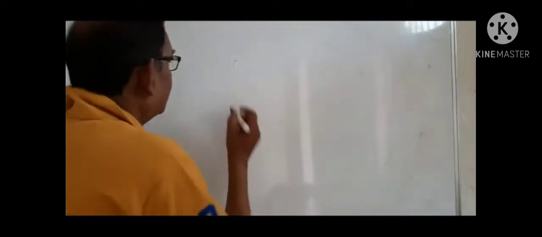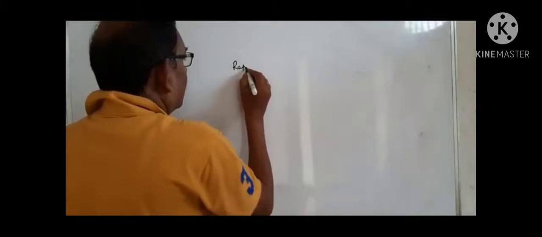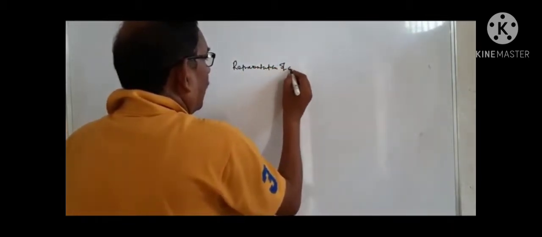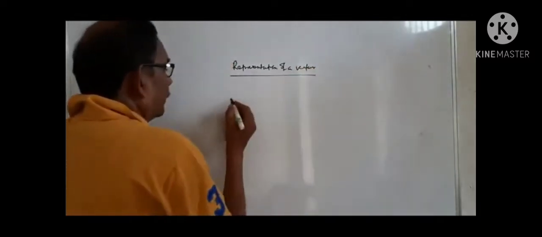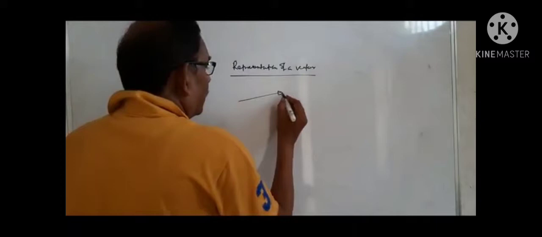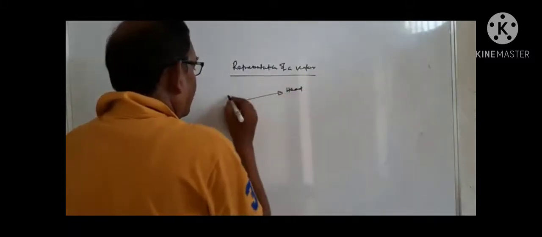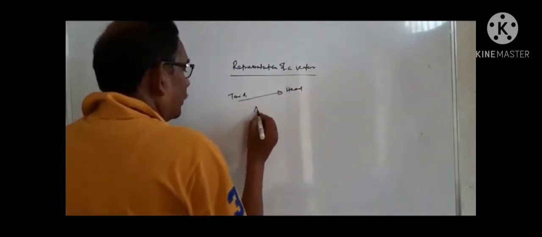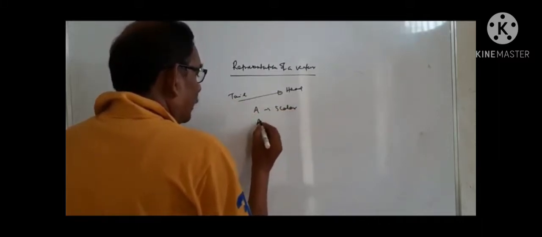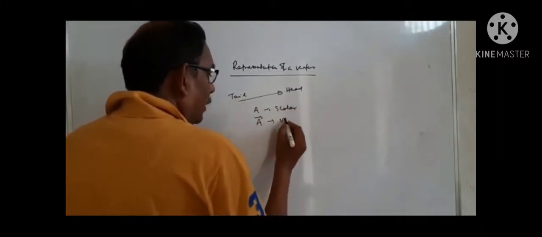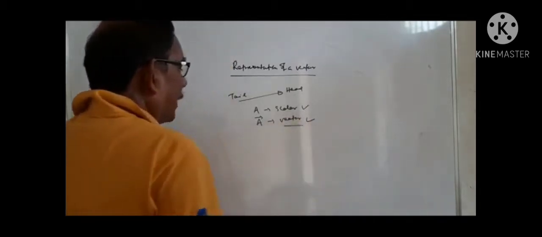Representation of vectors. It has a head and a tail. A without an arrow is a scalar. With an arrow mark, it is a vector quantity. So this is the difference between scalar and vector.